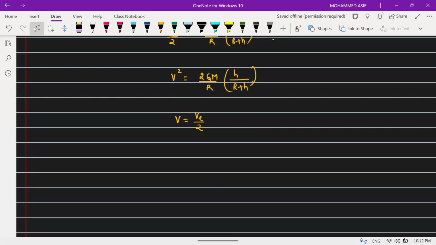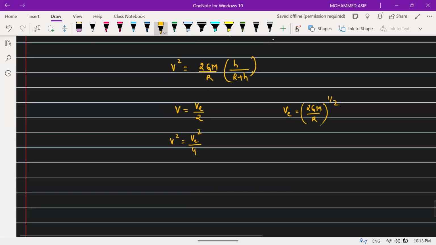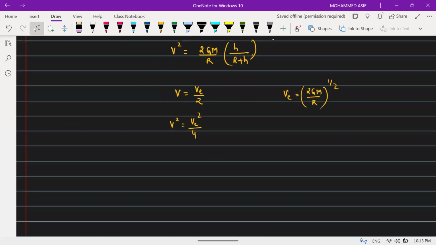Escape velocity, what is the formula? VE is equal to 2 times capital G, capital M divided by R to the power of 1 by 2, or root, I can write right now, isn't it? So the escape velocity formula we already know. If I take the square of this, V square is equal to VE square divided by 4. So V square will be equal to how much for me? 2GM divided by 4 times R will be equal to V square.